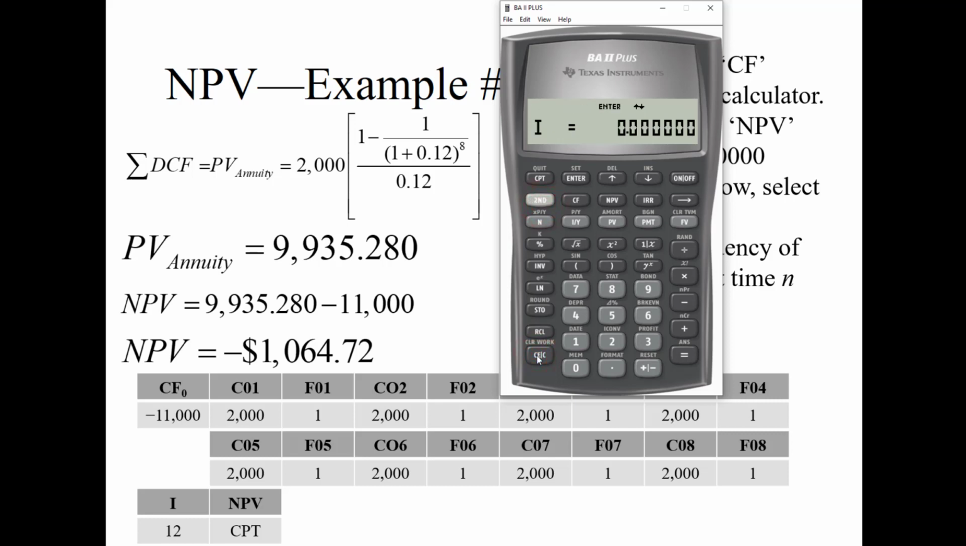And that'll clear out our interest rate. And then I'll move to the cash flow worksheet and clear it out as well by hitting second and clear. And if I want to start over, we could type in that same cash flow at time 0, which is going to be our cost of $11,000.